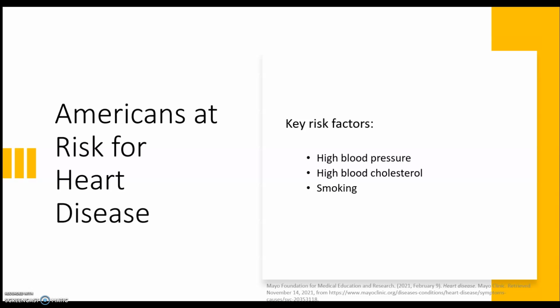Americans at risk for heart disease. Here are some of the risk factors. Although some people are born with certain types of heart disease, some people develop heart disease as a result of poor lifestyle habits, such as eating unhealthy foods, not getting enough exercise, and using tobacco, which leads to several medical conditions. High blood pressure, high blood cholesterol, and smoking are the really big risk factors here.